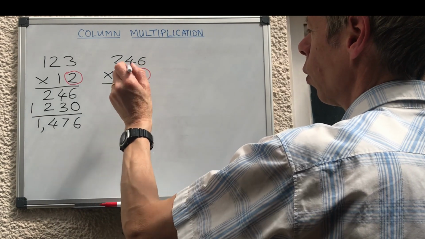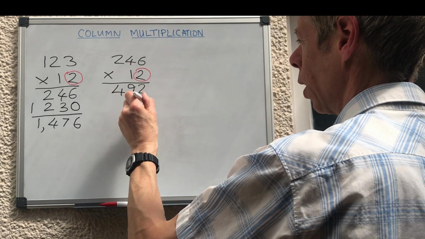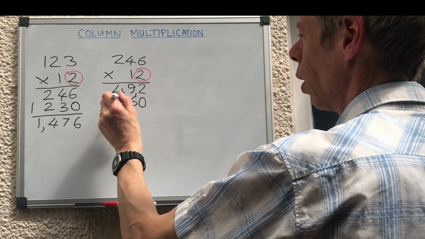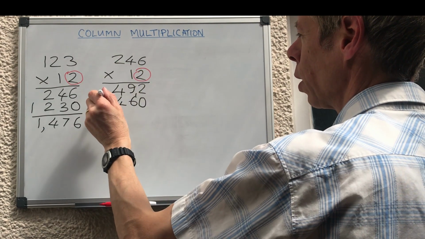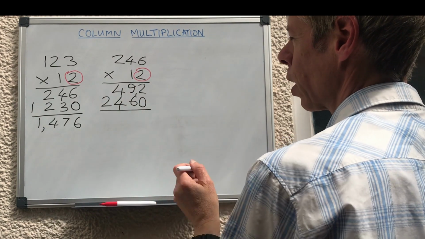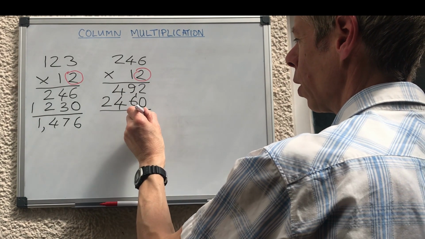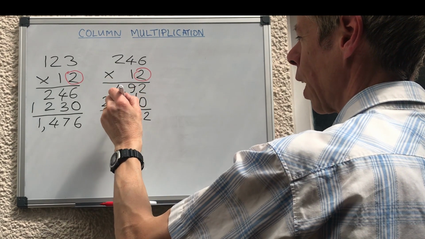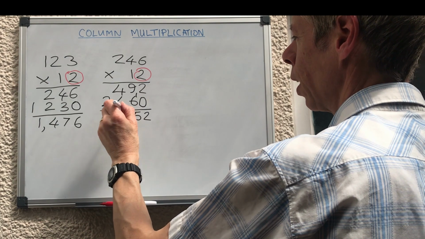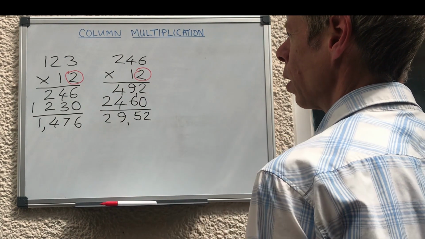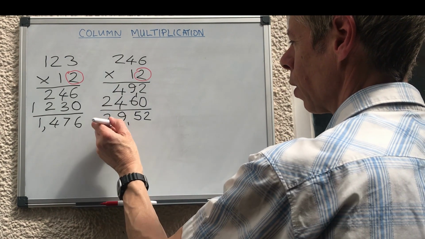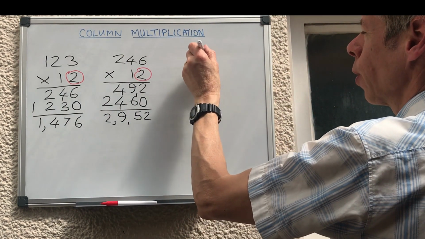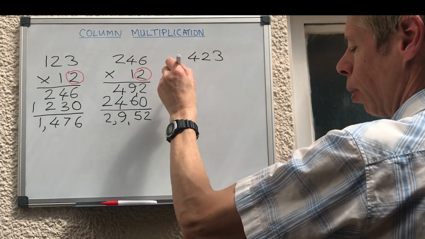Now we're going to use the 1, but it's actually a 10, which means we've got to put our placeholder 0 in. 1 times 6 is 6. 1 times 4 is 4. 1 times 2 is 2. So we've got our columns nicely lined up. 2 plus 0 is 2. 9 plus 6 is 15. 4 plus 4 is 8, but add the 1 to give us 9. 0 plus 2 is 2. So 246 times 12 is 2,952.